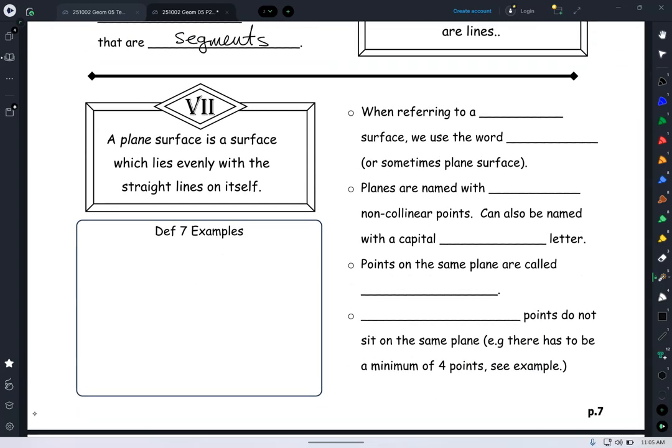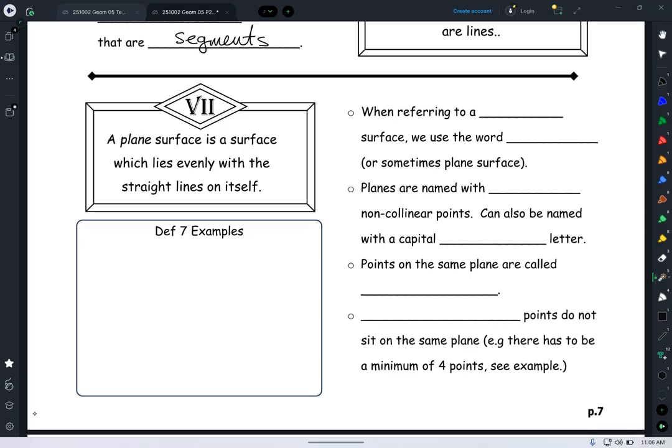Now he's going to clarify this a little further. We've said a surface is two-dimensional, length and breadth, right? Then he goes on and adds a plane surface. This is not plain like I don't want anything on my hamburger. This is plain like flat, which lies evenly with the straight lines on itself. If you think about our definition for a straight line before, it lies evenly with the points on itself. Now we've got a surface that lies evenly with the lines on itself. Again, that progression is what we see happening here.